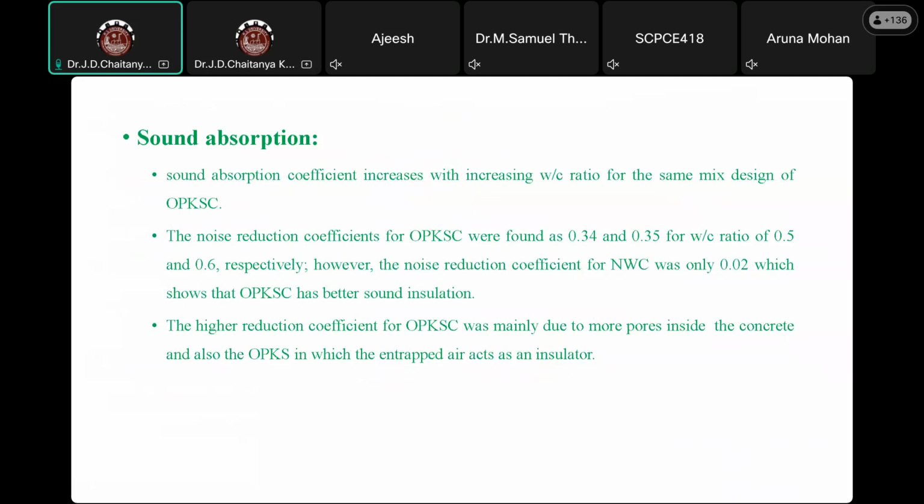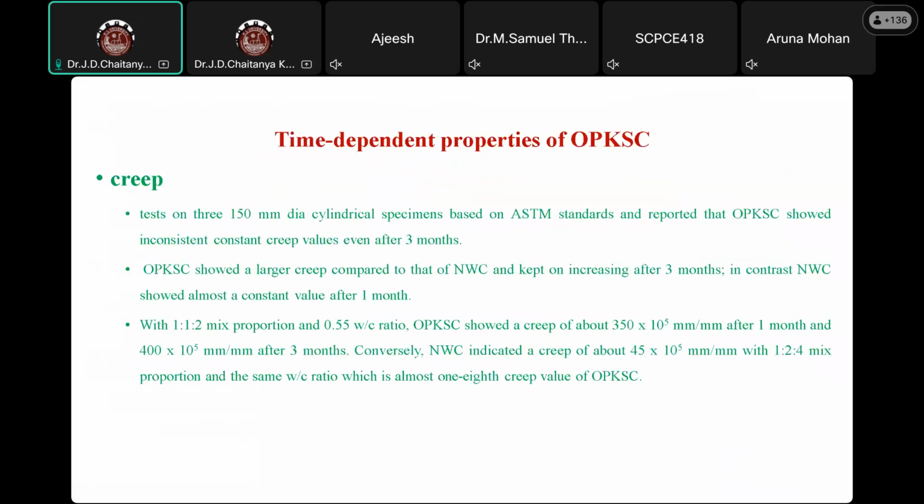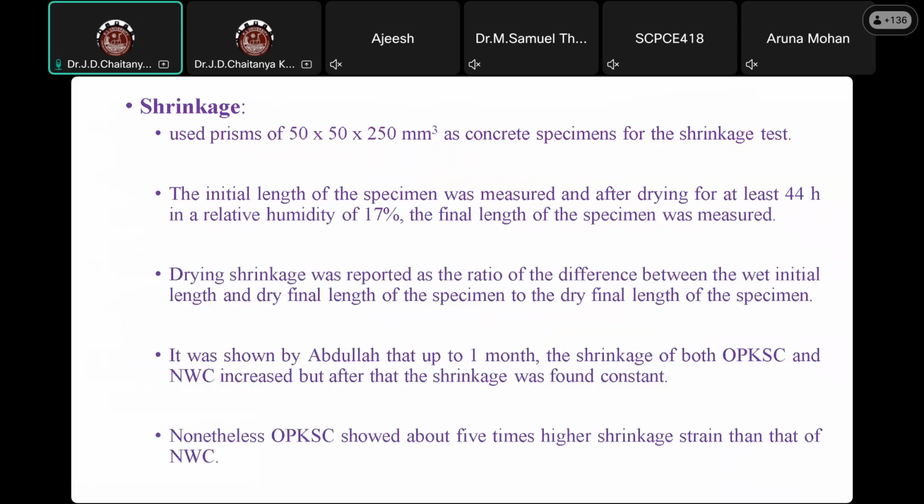The shrinkage value can be calculated by using prism sizes of 50 by 50 by 250 mm concrete specimens, and the initial length of the concrete will be at least 44th of your relative humidity value. The relative humidity values can also be calculated by using this concrete. So these are the shrinkage properties.